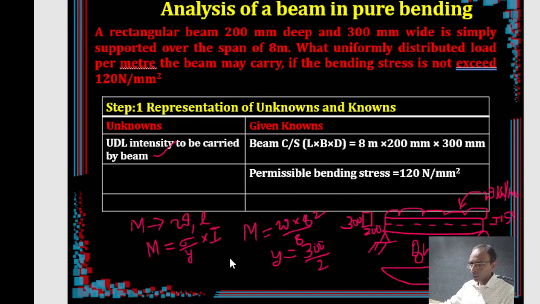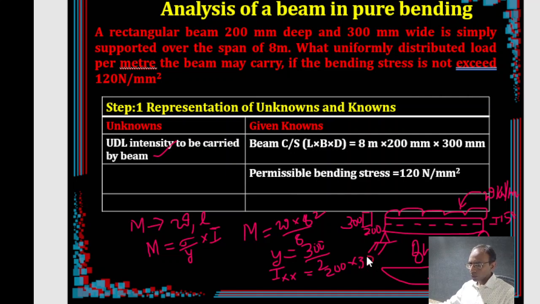Y is known. I is also known because it is simply BD cube by 12. I is again here Ixx, because the loading is in the y direction. Perpendicular to that direction we require the moment of inertia. 200 times 300 cube by 12.